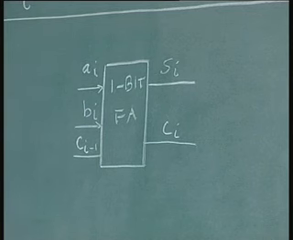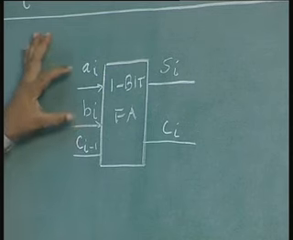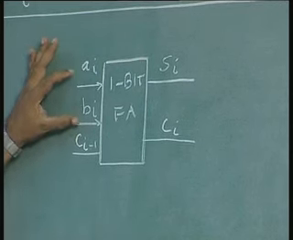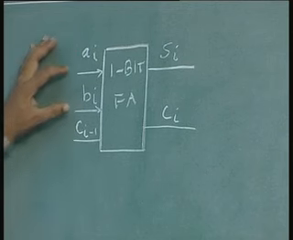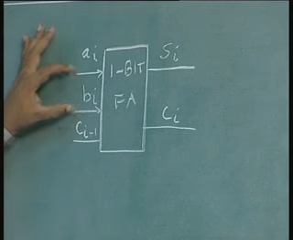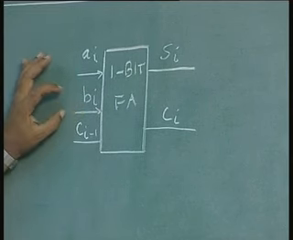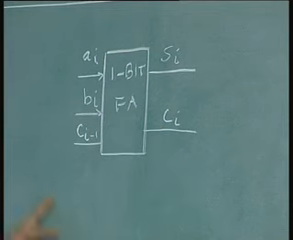So, this completes the full adder, but as I said, I am going to use the same full adder. Let us say it is a 4-bit number, A0, A1, A2, A3, B0, B1, B2, B3. First I will add A0 and B0, then A1 and B1, then A2, B2, then A3, B3. While doing so, I should retain the carry from the previous position and put it back here.